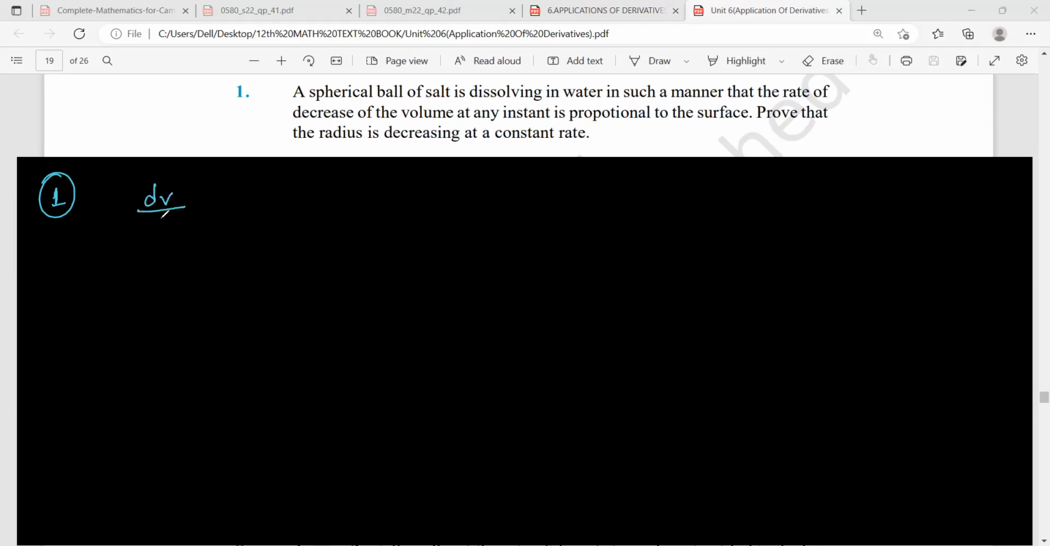Yes, sir. So dV by dt. dV by dt is proportional to, at any instant, proportional to surface. Surface. Yes, sir. So dS by dt. No, surface. Just surface means surface. That's it. Okay, yes, sir. So this is a spherical ball. When they say surface, they mean surface area only, no? Yeah, exactly. Volume is 4 by 3 pi r cube. And then surface area is 2 pi r. No.